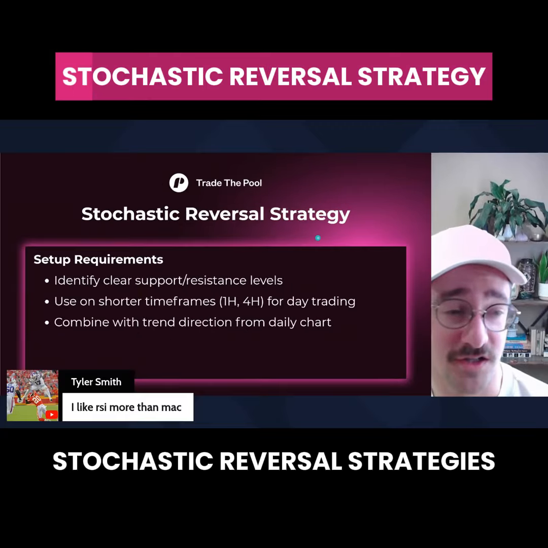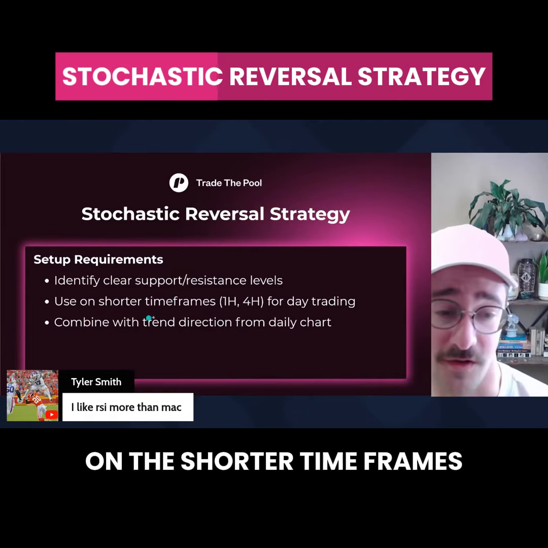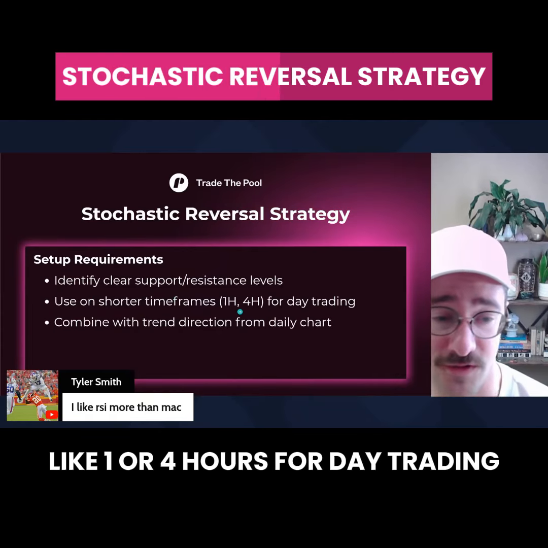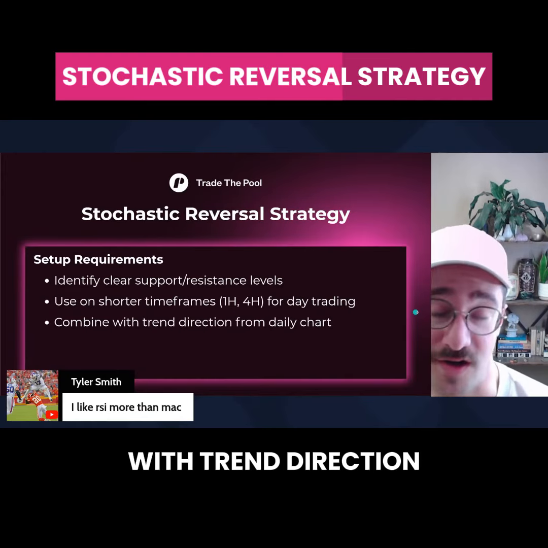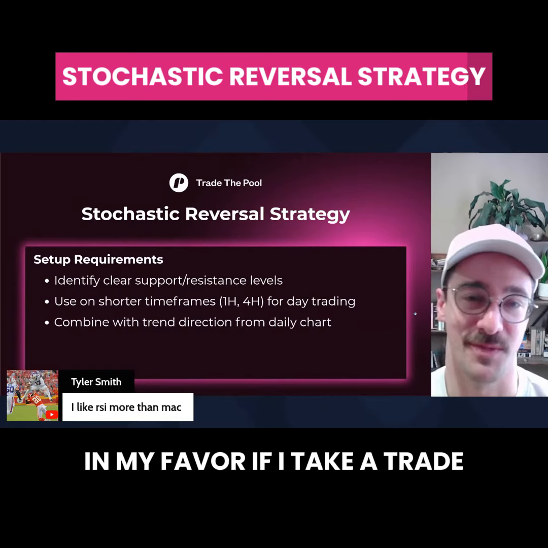Stochastic reversal strategies would look something like this. You would need to identify clear support and resistance levels on the shorter time frames, like 1 or 4 hours for day trading, and you combine this with trend direction on a daily chart. As always, I've got to have multiple time frames in my favor if I take a trade.